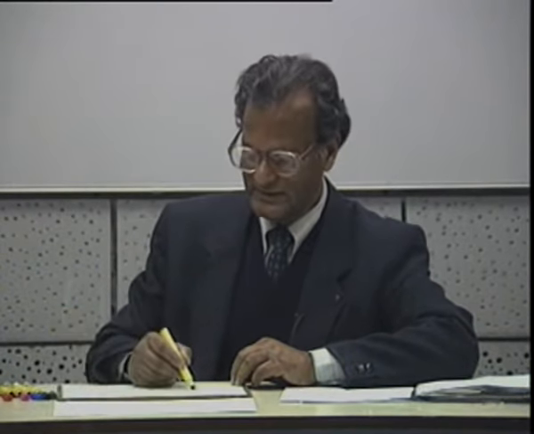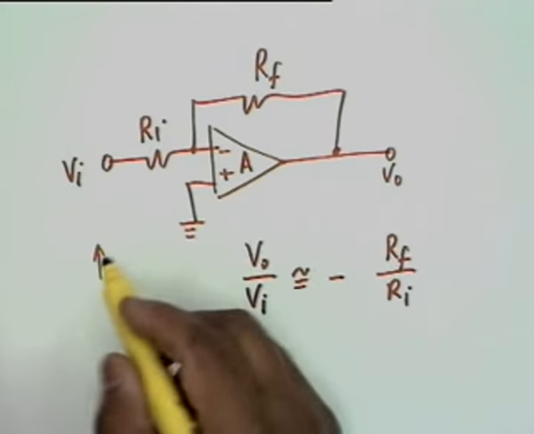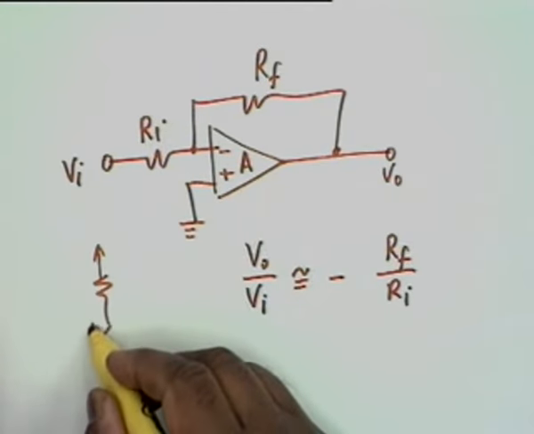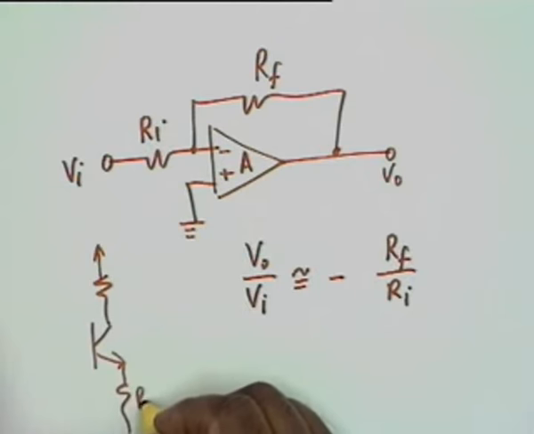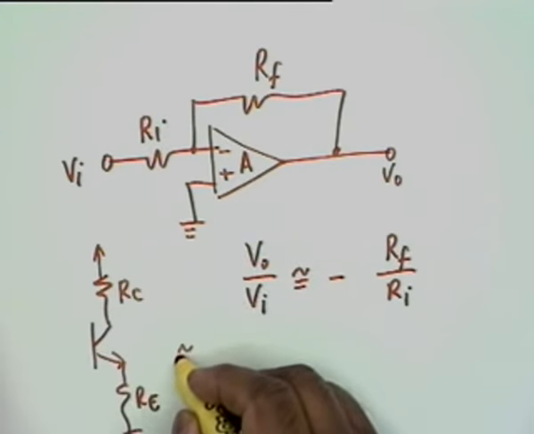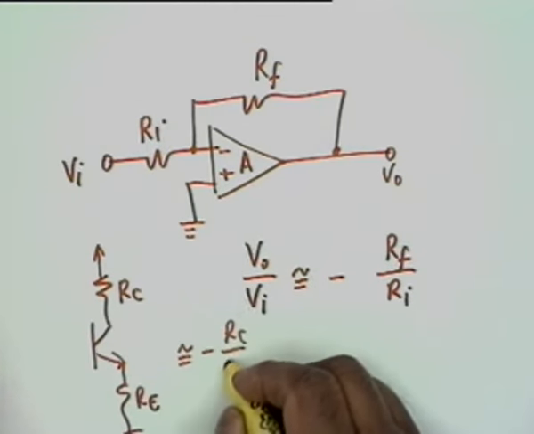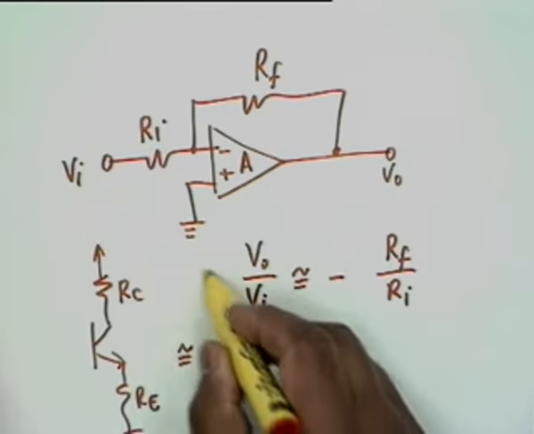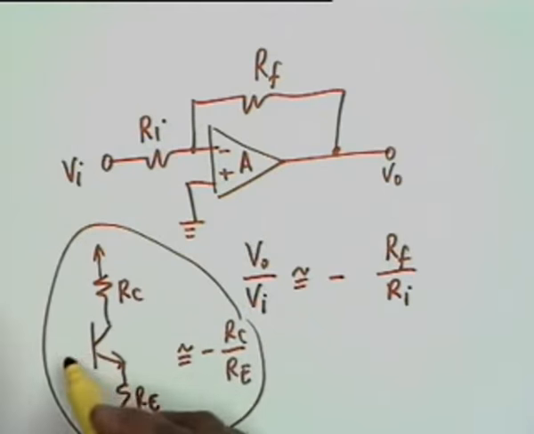The other was when you had the common emitter amplifier with an unbypassed resistor RE, then the gain was approximately equal to minus RC by RE. This is also a manifestation of negative feedback. Desensitization of the gain of the feedback amplifier due to negative feedback. So this is one of the major advantages.